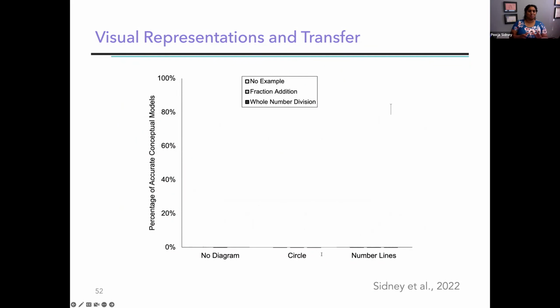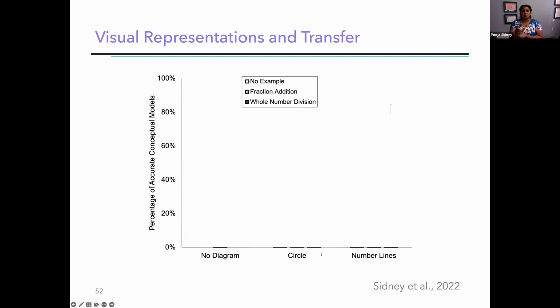So that means it's a little complex, but I'm going to do my best to break it down. So I'm showing you diagram condition on the x-axis. So you've got no diagram, then circles, then number lines. And then within each diagram condition, I'm going to show you the effective warm-up. So the white bar is going to be no warm-up at all, no analogy at all. The gray bar is going to be the fraction addition analogy, which shouldn't be particularly helpful. And then the whole number division warm-up, that should be really helpful.